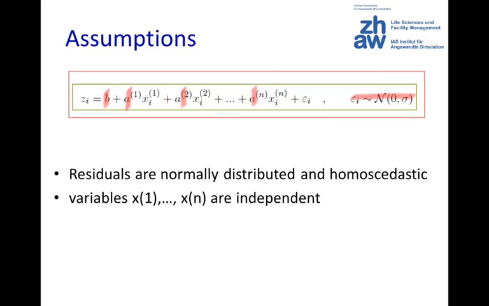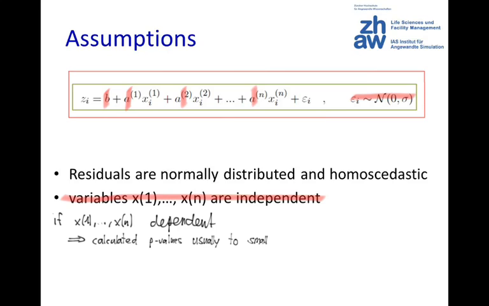Another assumption that is not so evident is the independence of the variables x1 to xn. This independence flows into the interpretation of the statistical results. If our variables are dependent, then the calculated p-values are usually too small compared to what they would be in reality, or in other words, confidence and prognosis bands will be too narrow.